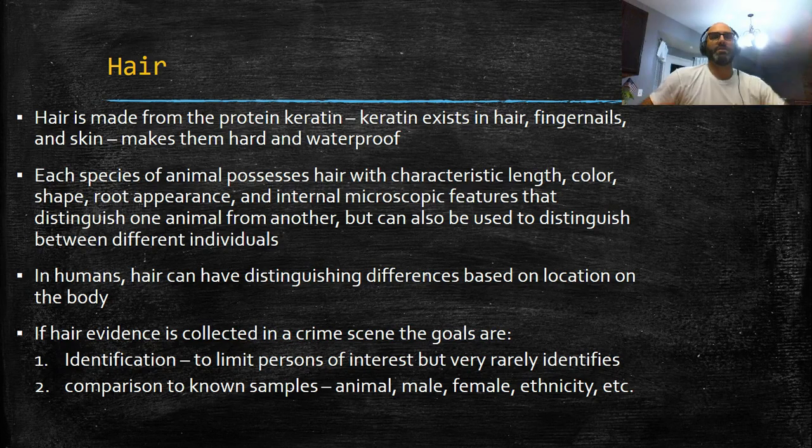But it also allows us to distinguish one animal from another, and it can actually be used to distinguish one individual from another. For example, I might have dark hair, and another classmate might have dark hair, but we are of different ethnic backgrounds. Believe it or not, those dark hairs actually can have definitive characteristics based on ethnic backgrounds.